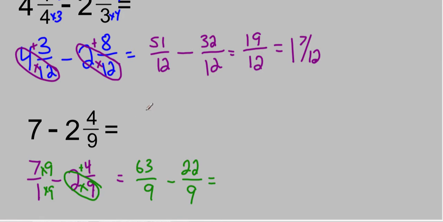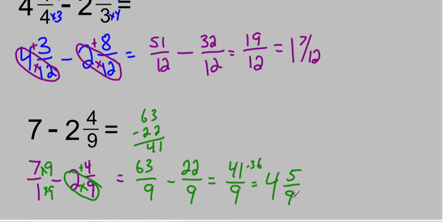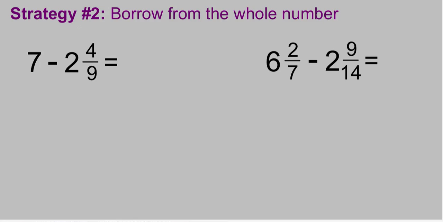63 minus 22, if you need to, you can do a little work off to the side. There's never a problem doing that off to the side, but we will get 41/9. That's an improper fraction, so we ask how many 9s can go into 41. Well, I could take 4 groups of 9. 4 groups of 9 is 36. So if I took away that 36, how much would be left over? In this case, I would be left with 5/9 left over. So that's method 1, changing it into improper fractions, doing the problem, then putting it back as a mixed number.